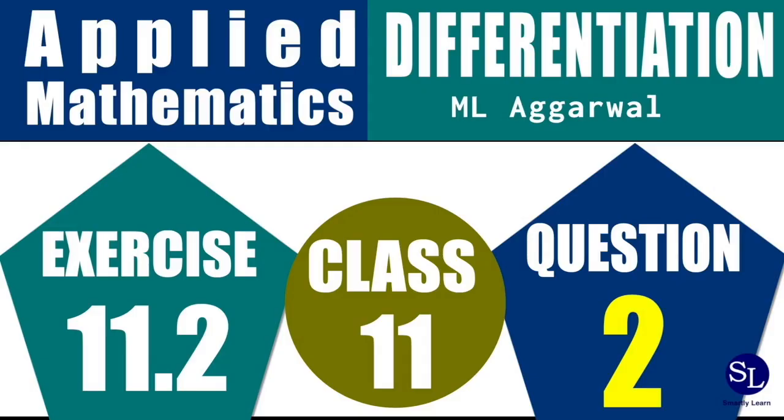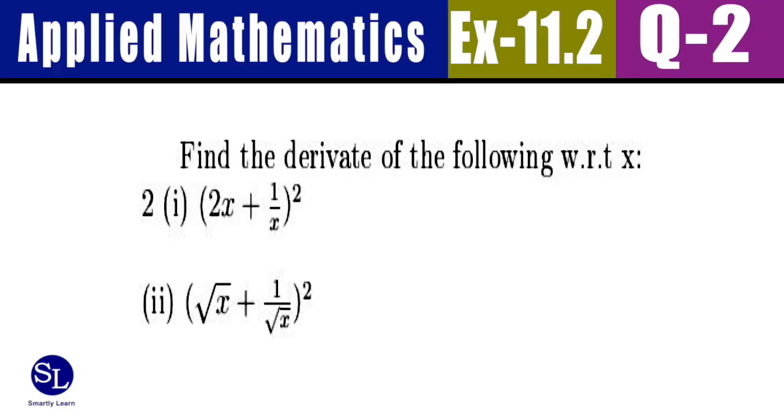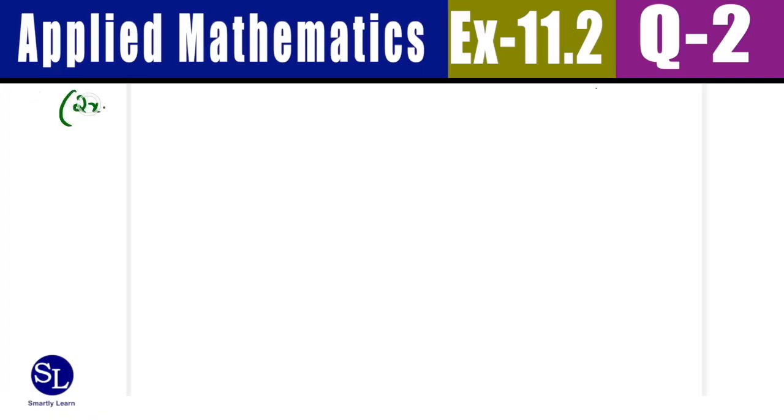In this video, let's see how to solve the second question in exercise 11.2. Find the derivative of the following with respect to x. So first let's take up the first one, which is (2x + 1/x) the whole square.